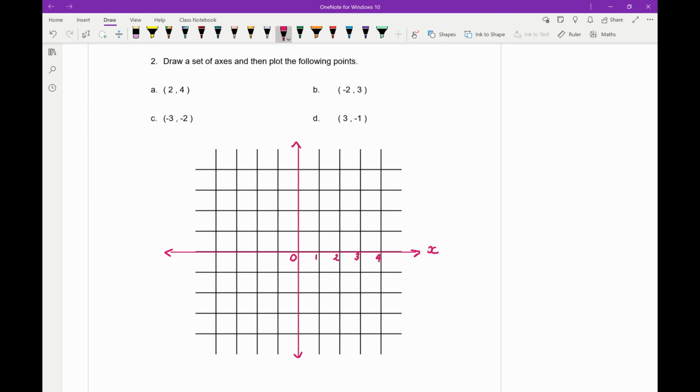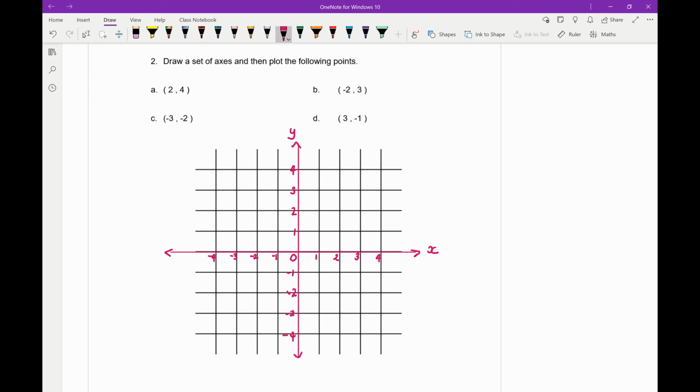Now, if we go to the left, we want to go negative numbers. So -1, -2, -3, -4. Okay, then we want to do the y-axis, the vertical line. Starting with the origin, as we go up, we go positive numbers. 1, 2, 3, 4, and negative numbers as we go down. -1, -2, -3, -4.